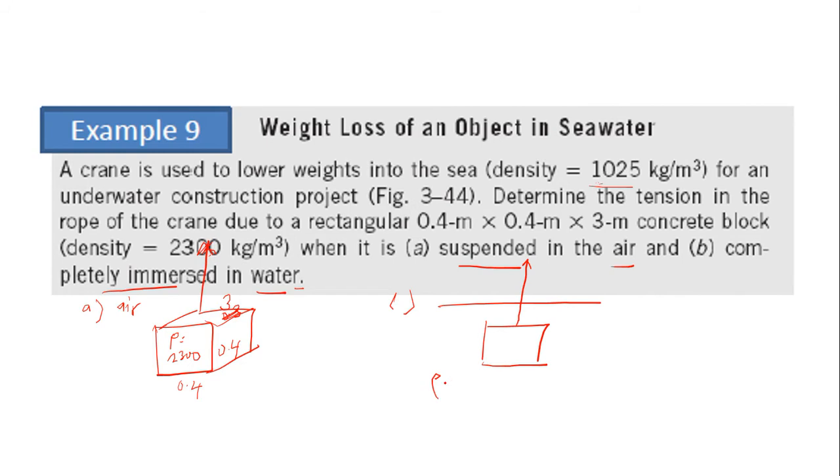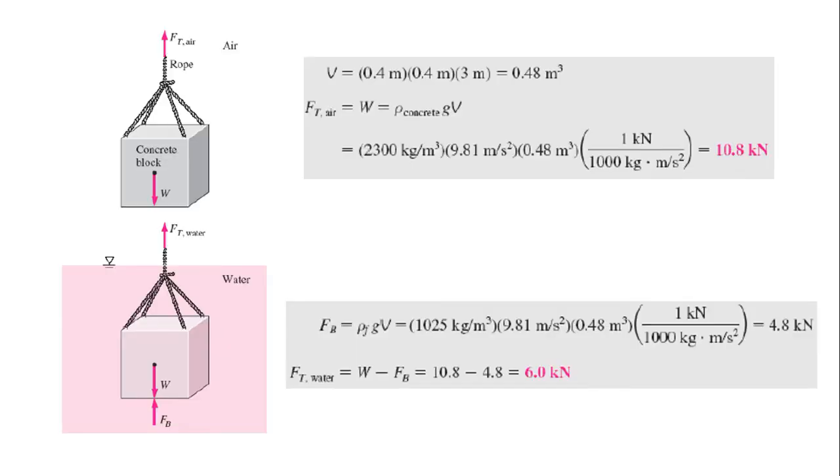So this is the rho of water, 1000. Okay, how can we solve this question? It's very easy. We see from this example. So this is for air, suspended in the air.